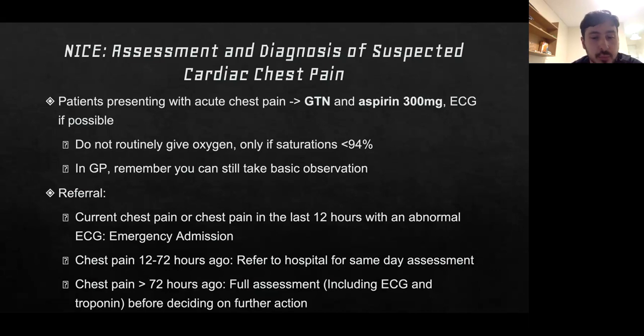And if the chest pain is more than 72 hours ago, you'd want to do a more holistic assessment from the practice. You can refer them for an urgent ECG, get some urgent bloods like a trop, and then decide further what you want to do and if they need further evaluation. So remember, stuff can still be done in the GP practice, and you need to recognize when a patient needs emergency care.